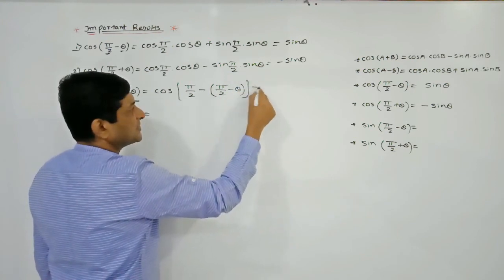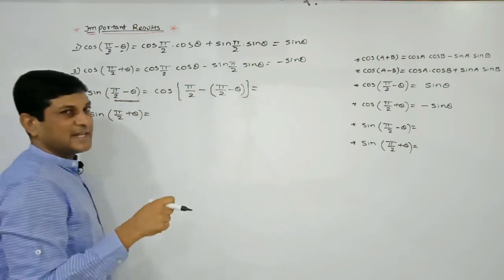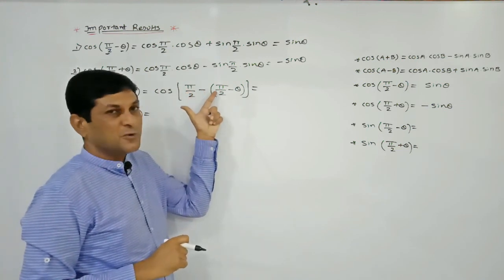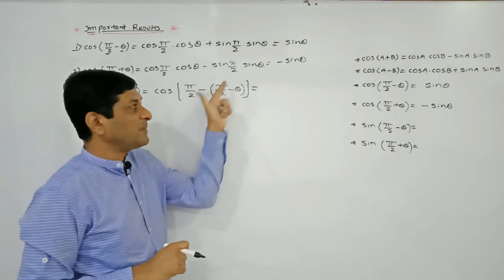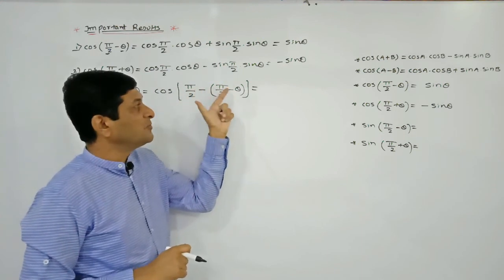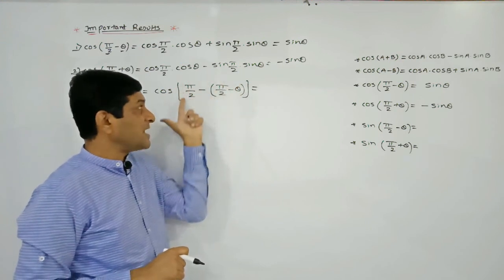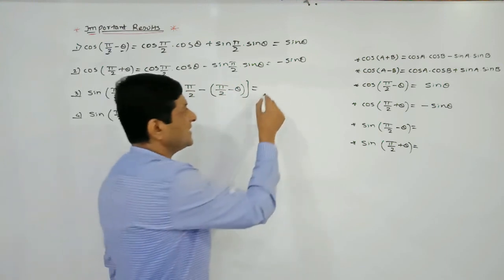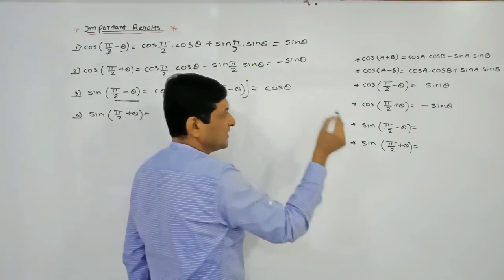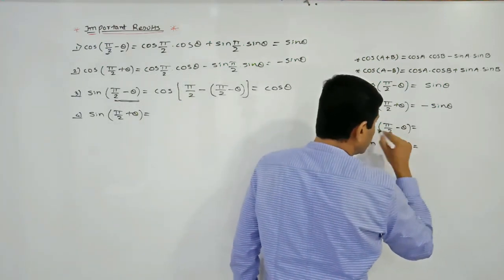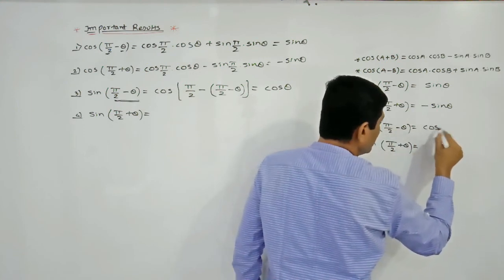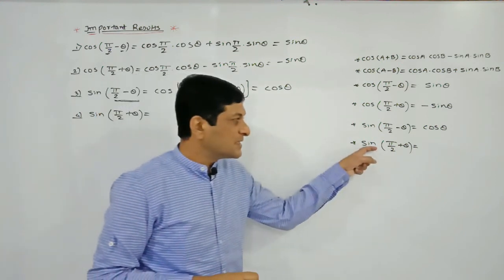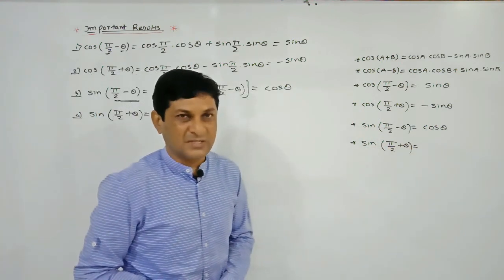So now if we open this bracket and simplify, let us see what result we will get. Plus pi by 2 and minus into pi by 2 means minus pi by 2. Plus pi by 2 minus pi by 2 will get cancelled. And minus into minus theta will be plus theta. After simplifying this whole expression, we get cos theta. What important result have we got here? Sin pi by 2 minus theta will be equal to cos theta, isn't it?